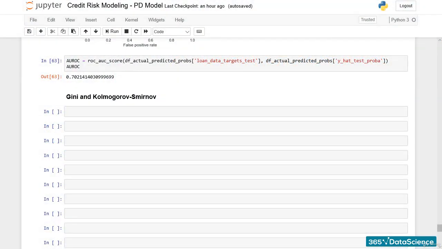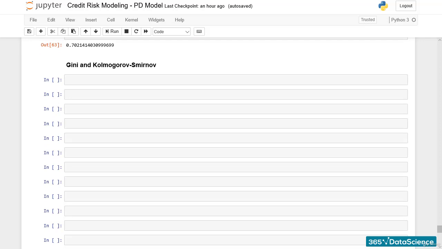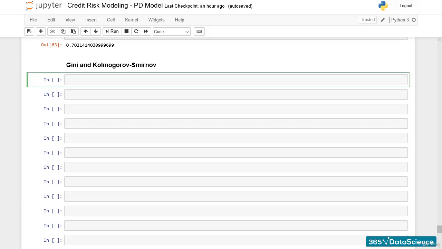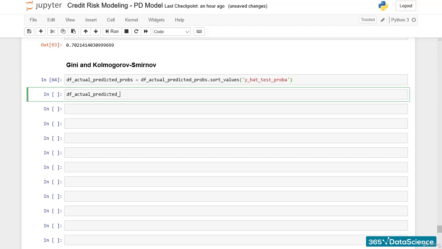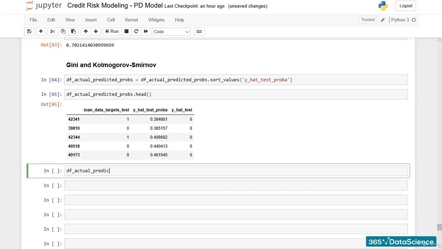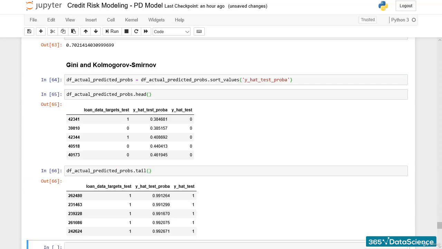In order to plot the Gini graph for our data, first, we need to order our data frame that contains the targets and the probabilities by the estimated probabilities in ascending order. So, let df_actual_predicted_probs be equal to df_actual_predicted_probs.sort_values by y_hat_test_proba. Now we can take a look at the head and the tail of the data frame. Alright, we have successfully sorted it by the predicted probabilities in ascending order.